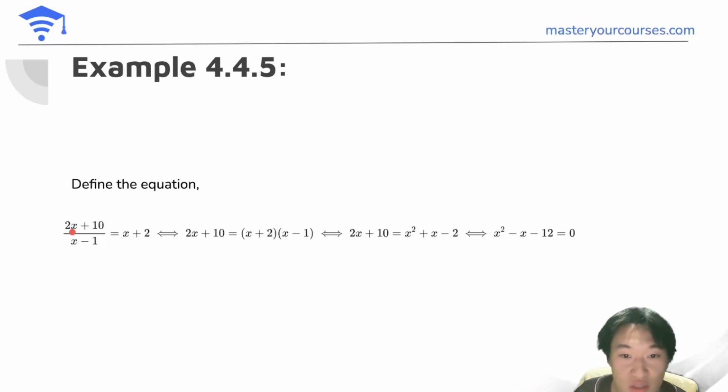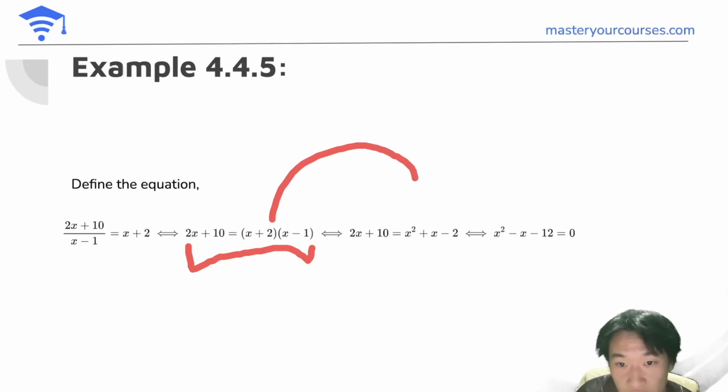Then we have (x + 2)(x - 1) = 2x + 10, as you can see right here, right? Then what do we do? Well, you actually solve (x + 2)(x - 1). You expand it out, you get x squared + x - 2. At this point, you isolate for x in the sense that you make it equal to 0. Then you get x squared - x - 12 = 0.